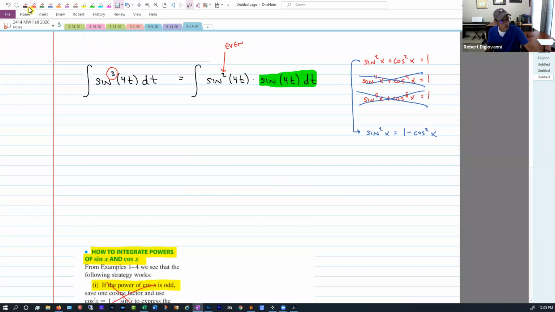So I'm going to rewrite this as the integral of parentheses, 1 minus cosine squared, and we still have to have the 4t in there, that's the argument, times sine 4t dt. Now, why in the world would we take sine squared of 4t and rewrite it in terms of cosine? Why switch it to cosine? This expression just got more complicated, right? Instead of 1 term, now we have 2 terms. Why do this?